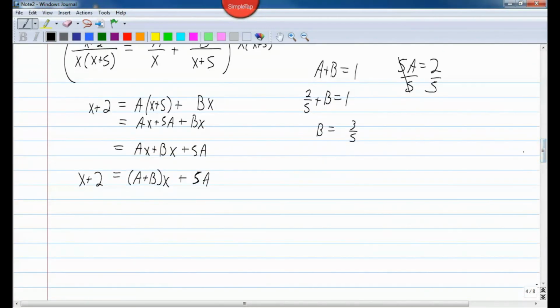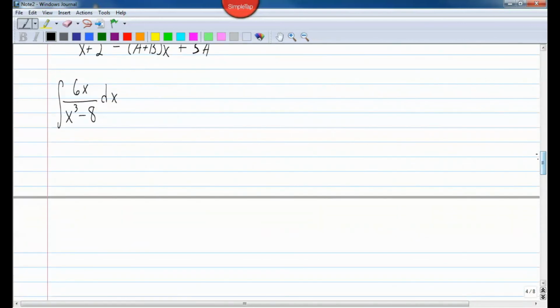Let's say that I had this one, the integral of 6x over x cubed minus 8 dx. No integration I could do, it doesn't fit any rules, so I need to take this and work some magical algebra to it and see if I can integrate it.